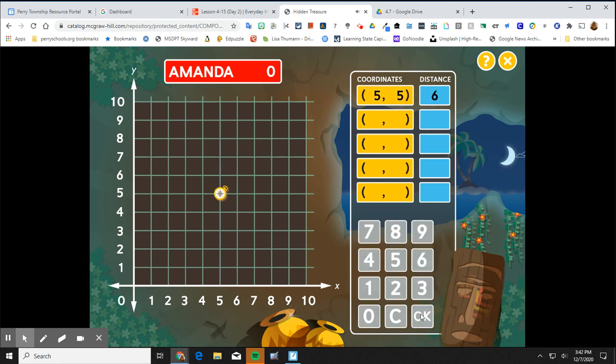That's not it. The distance column shows how many square sides your point is away from the treasure.